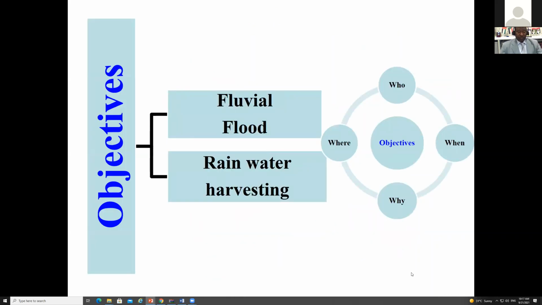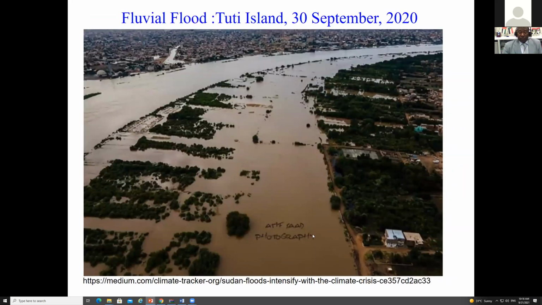What we want to do here is a very simple way to determine flood alluvial, that means close to the river, and how to harvest. So we have two different approaches: one, we have surplus of water, and here shortage. So we try to keep a balance between supply and demand. The objective is to identify the areas that will most probably be flooded, when, who will be affected, and why. This is the concept of alluvial flood, that means flood near the river.